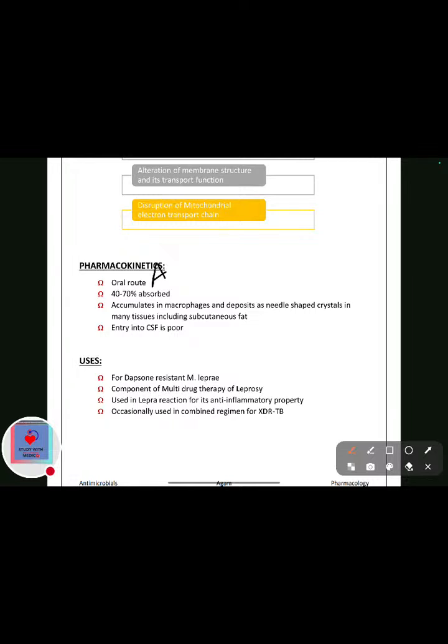It accumulates in macrophages and deposits as needle shaped crystals in many tissues, including subcutaneous fat. It enters the CSF. Uses: in dapsone resistant leprosy you can give it, as a component of multidrug therapy of leprosy, and it is used in lepra reaction for its anti-inflammatory property. When lepra reaction is there, you can give it because it has an anti-inflammatory property.